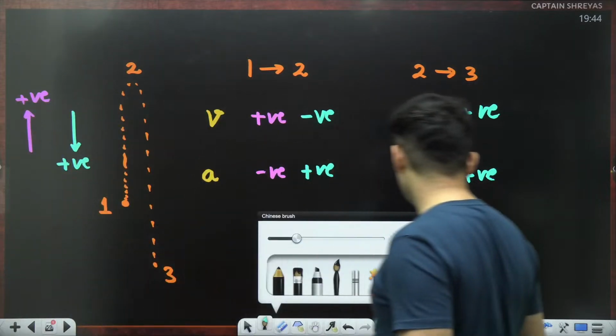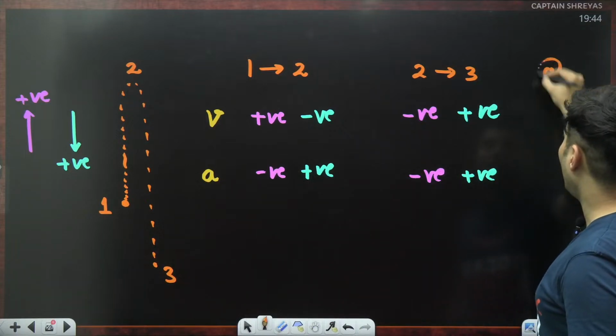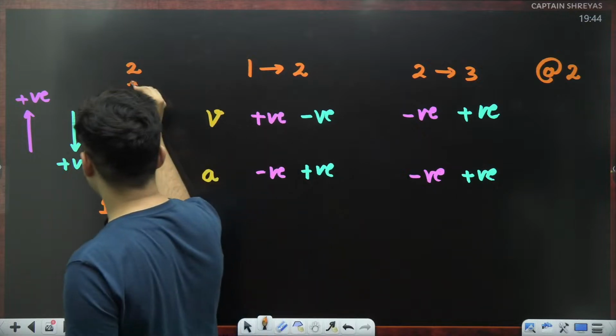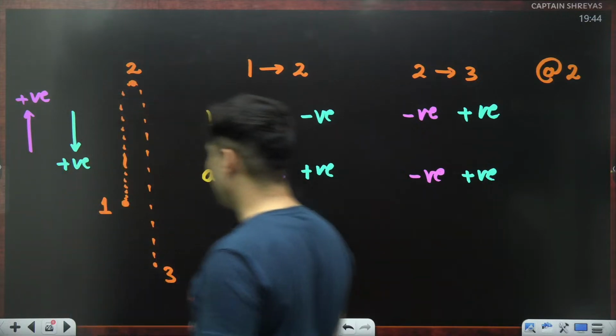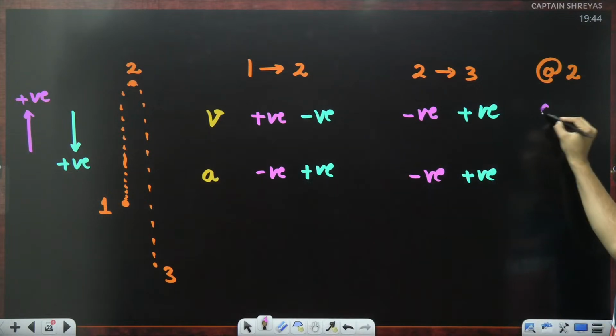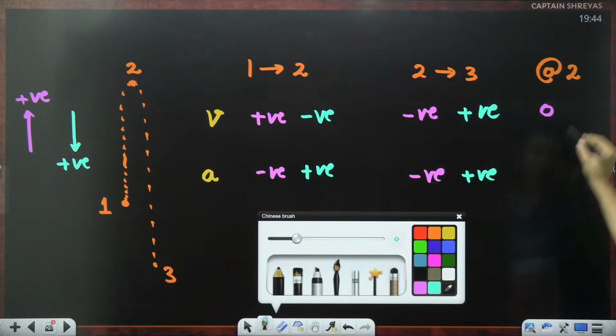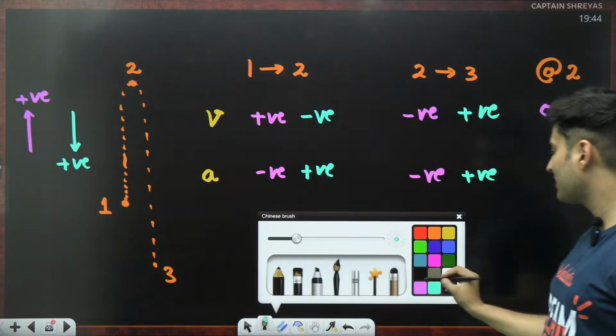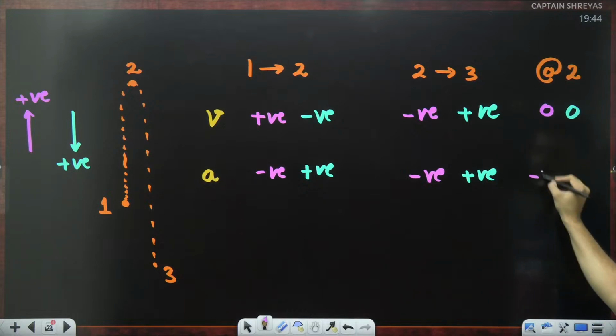One more additional thing I can add. What about at the point number 2? Exactly at this point, what do you think will happen? Whether you take Pandu, whether you take Champa, the answer is 0 for velocity, but acceleration wise, it is still the same. So acceleration is still there.